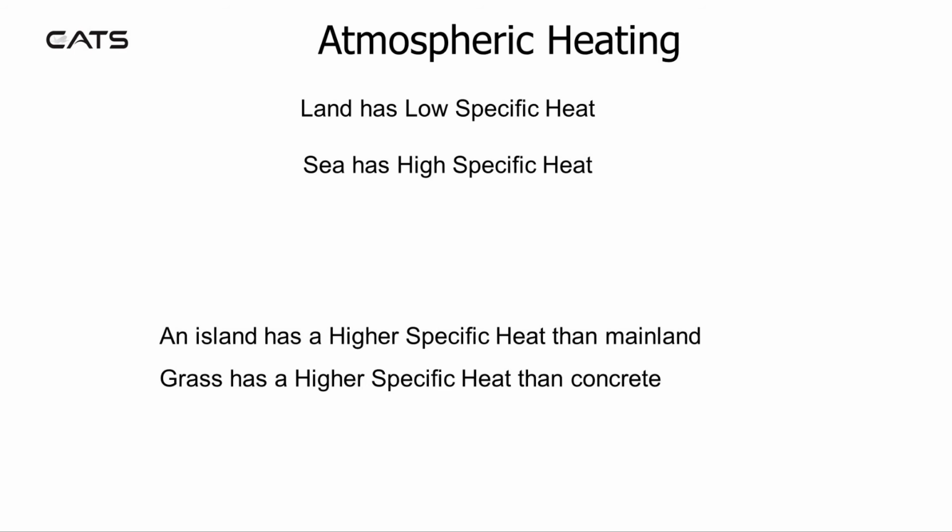Land has low specific heat. The sea has high specific heat. An island has higher specific heat than mainland. Grass has a higher specific heat than concrete.